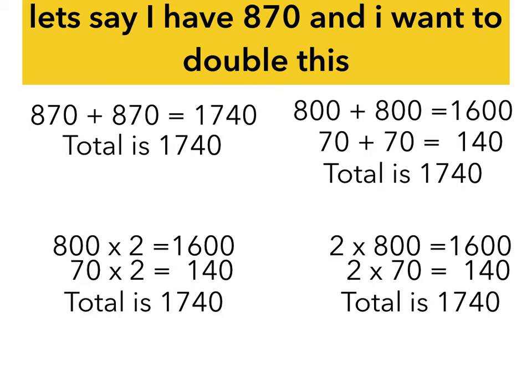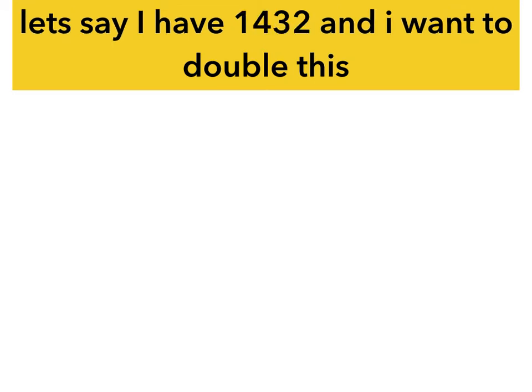Now let's look at another example so you can become a master of this. Here, instead of taking a rounded number, we've taken a more complex number. So here we've taken 1432 and I want to double this. We will apply the same method as what we have applied earlier. We will add 1432 plus 1432. Easily it would be 2864.